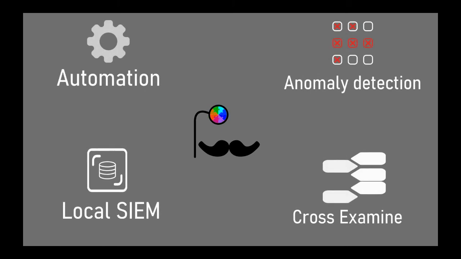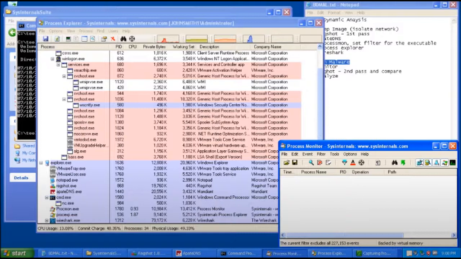OverSier automates your analysis tools, has a local event manager, has anomaly detection capabilities, and can cross-examine different logs from different programs. This is an example of real dynamic malware analysis.